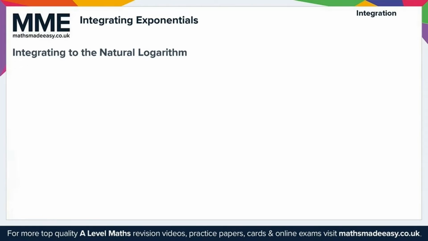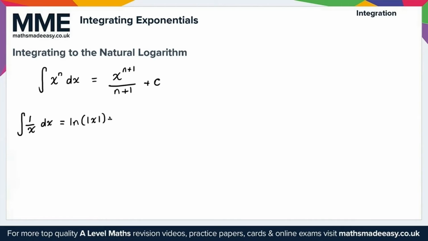Moving on now to integrating to the natural logarithm. Generally, if we integrate x to the n with respect to x, this would give us x to the n plus 1 over n plus 1. We just add 1 to the power and divide by the new power. If we had no limits, we'd have our constant of integration, plus c. However, we run into a problem when n equals minus 1, because in this case this would involve dividing by 0. So another function to integrate must be found, and this is the natural logarithm. If we integrate 1 over x with respect to x, this would give us the natural logarithm of the absolute value of x. Again, if we had no limits, we would still include our constant of integration.